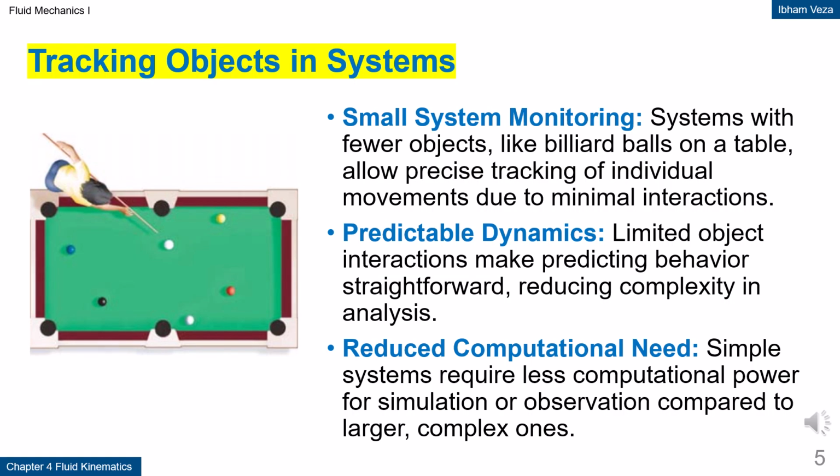Tracking objects in systems. Systems with a small number of objects, such as billiard balls, allow very precise tracking of individual motions. Limited interactions make the system behavior easier to predict and analyze. The computational complexity is also much smaller compared to systems with many particles. This approach is suitable for rigid body or discrete particle mechanics. However, it becomes impractical when applied directly to fluids composed of an enormous number of particles.